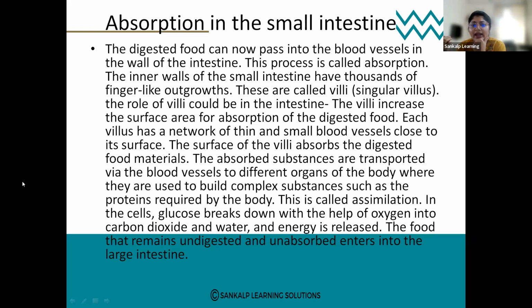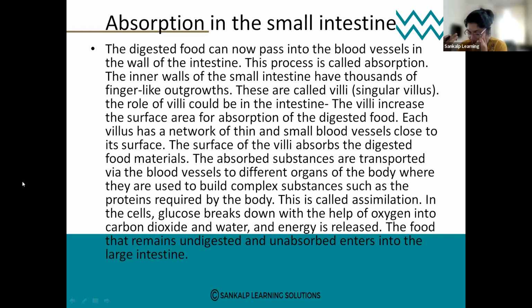The absorbed substances are transported to the different organs via the blood vessels, where they are utilized to build some complex substances required by the body. In the cells, the glucose provided is broken down with the help of oxygen into carbon dioxide and water, and energy is released.